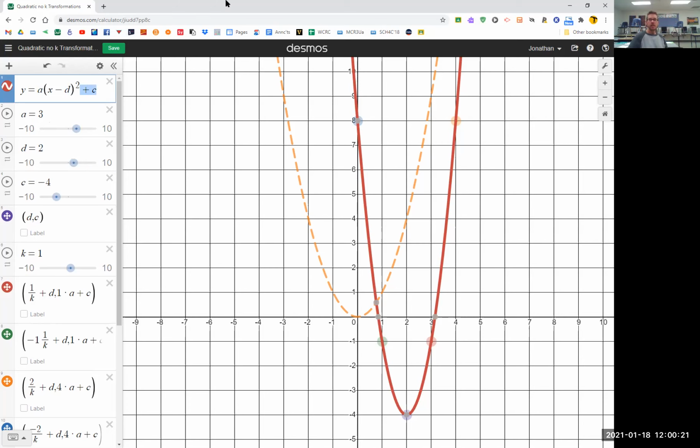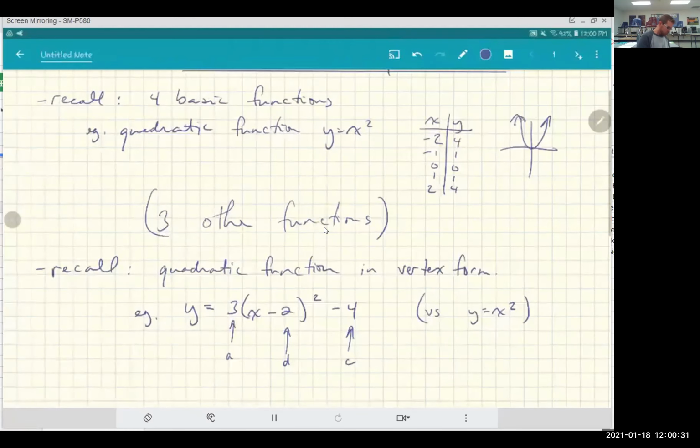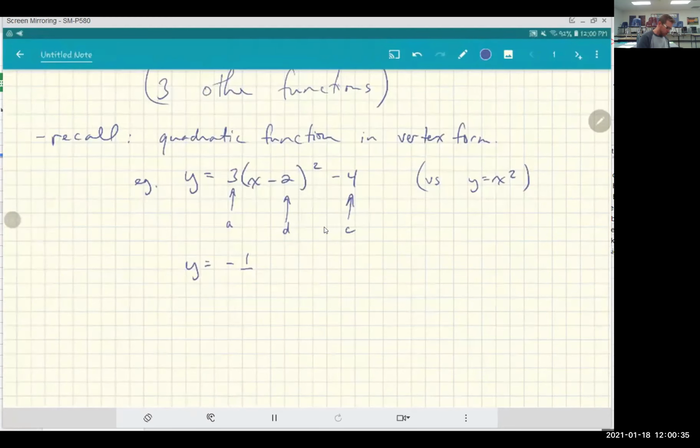I'm going to try a different one now. Let's see. Try y equals -1/4 (x plus 3) squared plus 6. Okay, y equals -1/4 (x plus 3) squared plus 6.